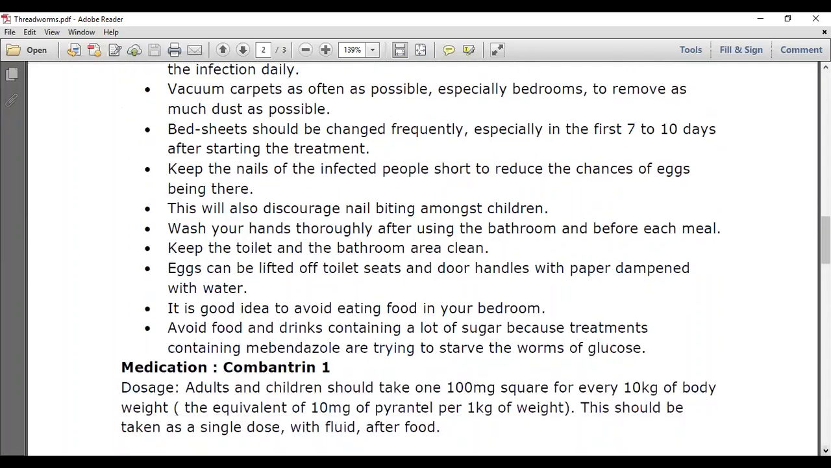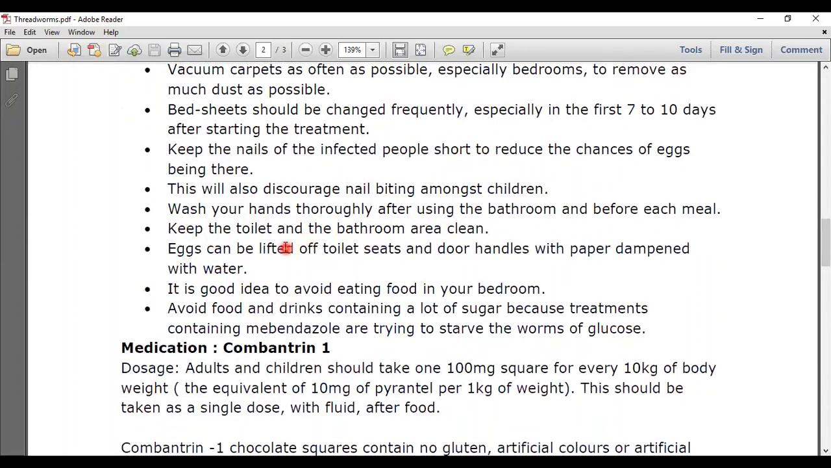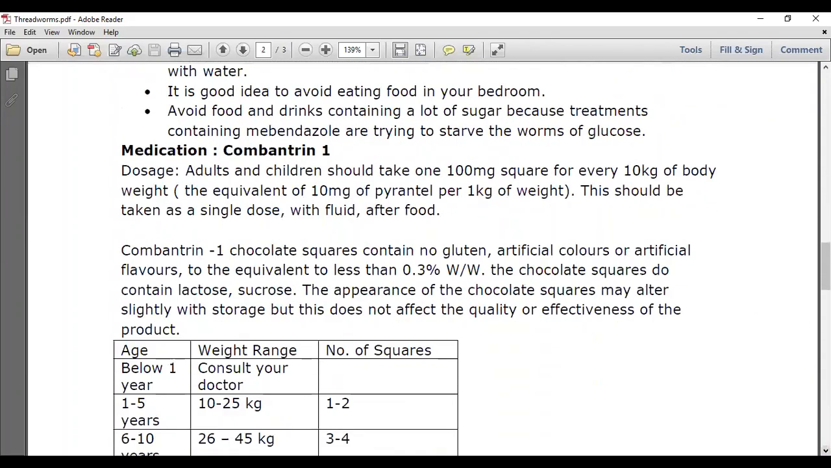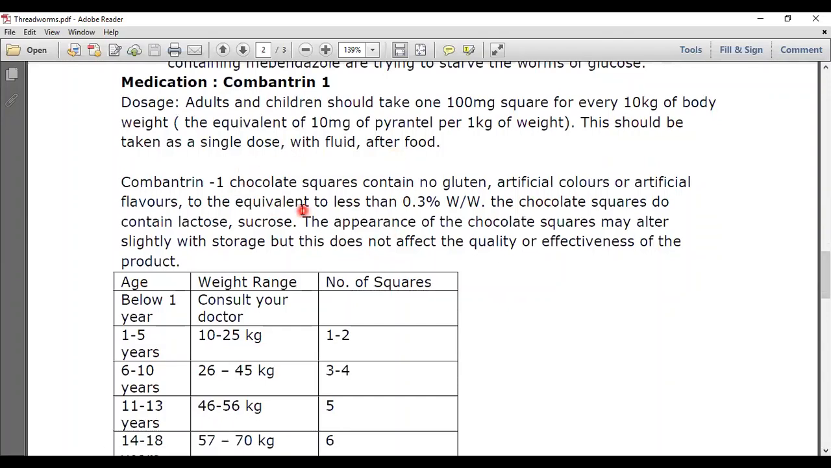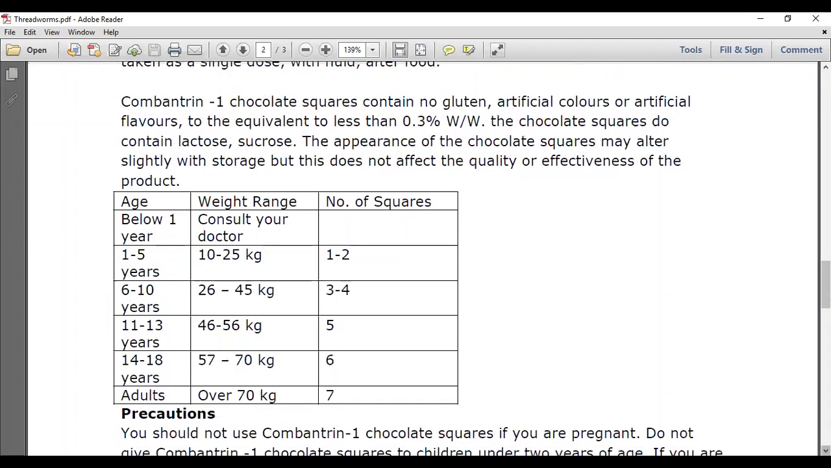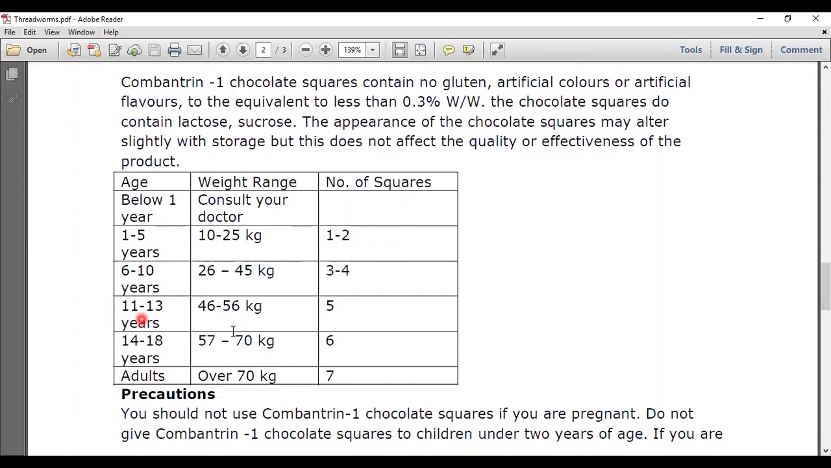So these are the hygiene measures which you will have to instruct to the parents. And then this is the medication. Even for medication, there is quite lengthy information given. Combotrin 1 is available in chocolate squares where there is no gluten, no artificial color. The content of the medication has been given. The dosage is given.